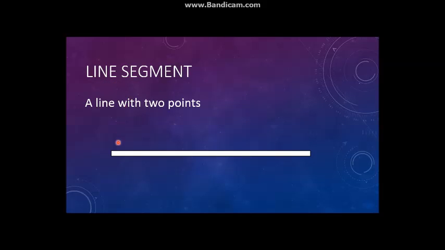Line segment. A line with 2 points. So, like if this was a line going like that and like that, and I think my thing has stopped.